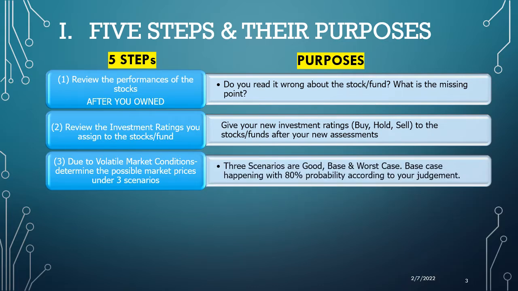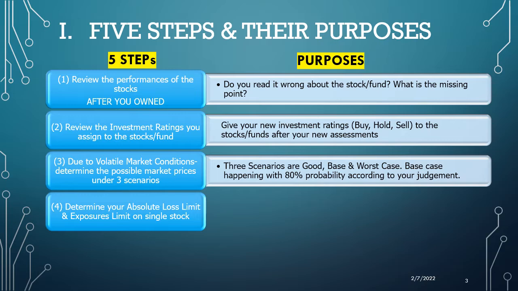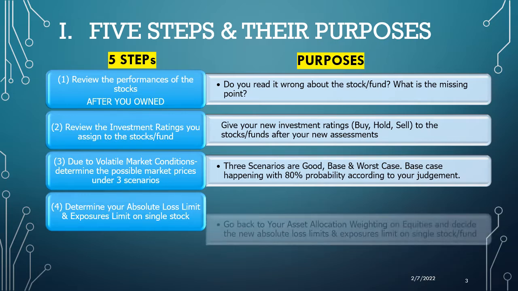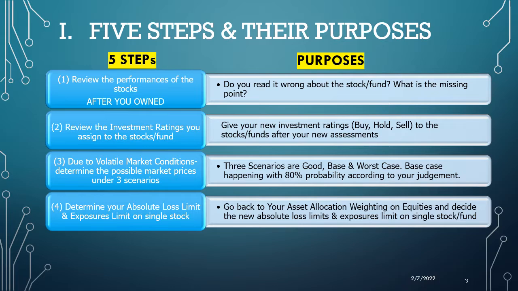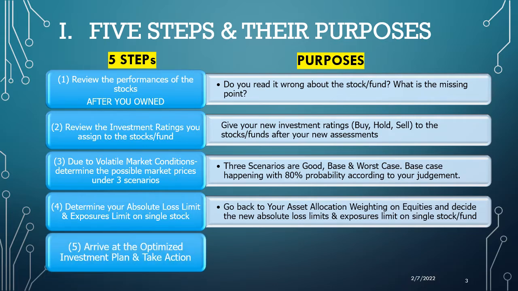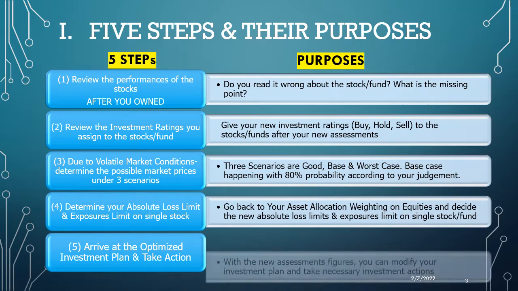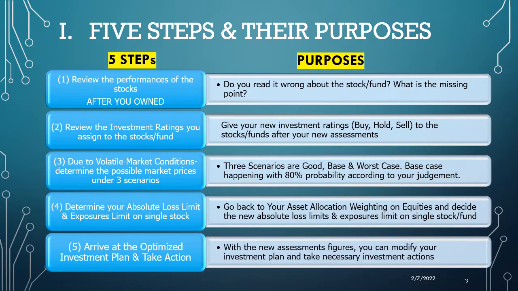The third point would be the 3 scenarios we need to make, especially in volatile, unprecedented situations. We will talk more in the next video. 4 is you have to determine your absolute loss limit and how much you want to own in these circumstances. Then you go back to your asset allocation to review whether it is the right weighting for the asset. Then you have arrived at the optimized investment plan and take necessary actions.